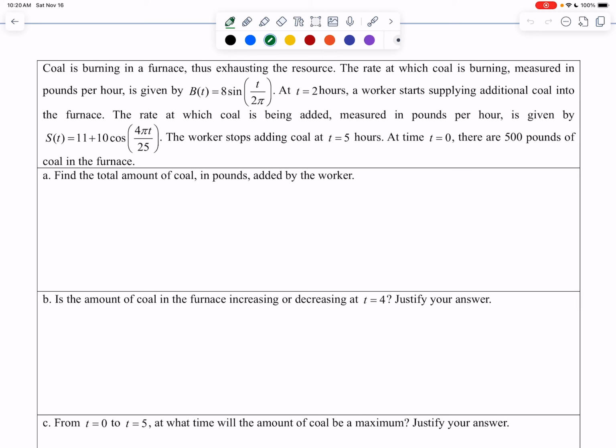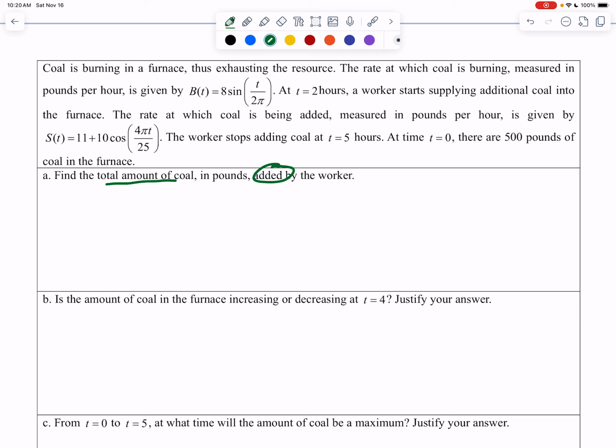Alrighty, I'm gonna go over the rate in, rate out FRQ. One important note about this particular FRQ was that your time intervals were really different. So you guys really had to pay attention to that in terms of when we were adding coal and when the coal was burning.